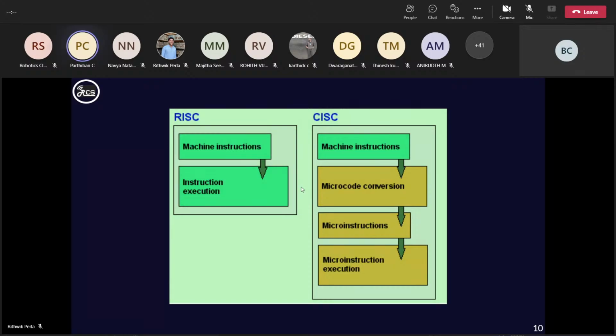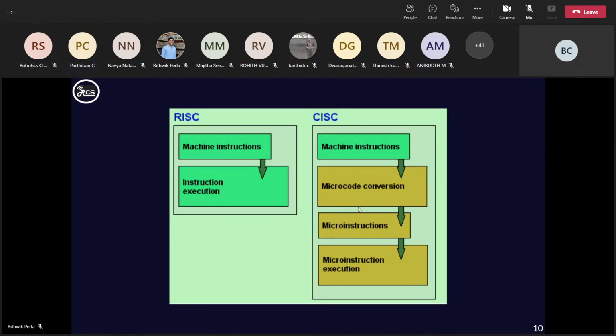In RISC, you can see the machine instruction is directly executed. It has only one instruction, whereas in CISC, it is subdivided and made a little bit complex, so that the machine instructions are converted into microcode, then into micro instructions, and finally it is getting executed. Here it is only one instruction, here there are many instructions, and here the software is getting used, and here the hardware is majorly focused. It goes on like that.